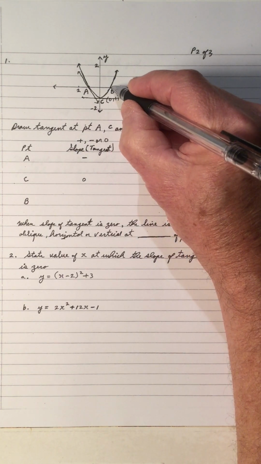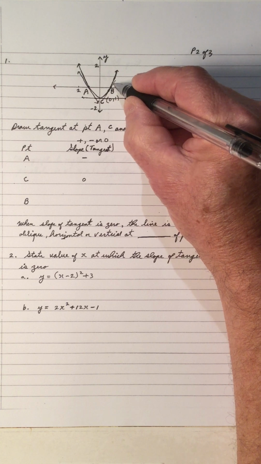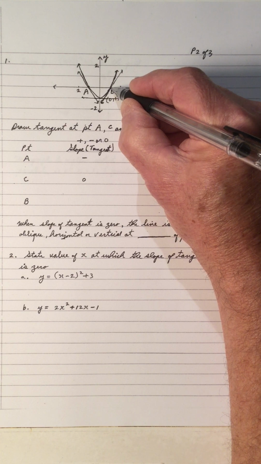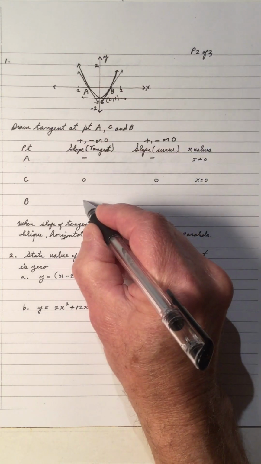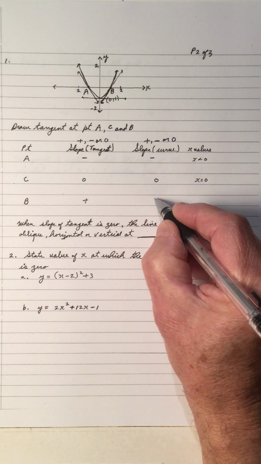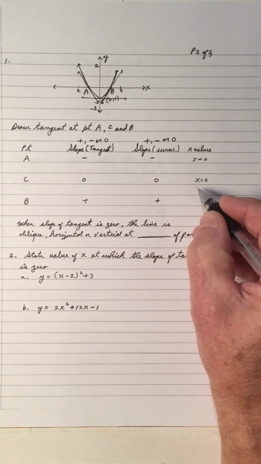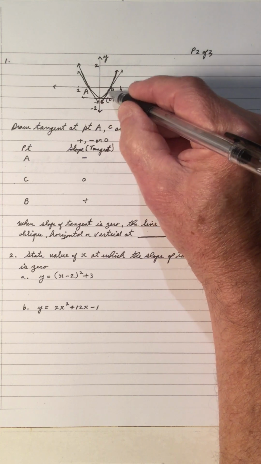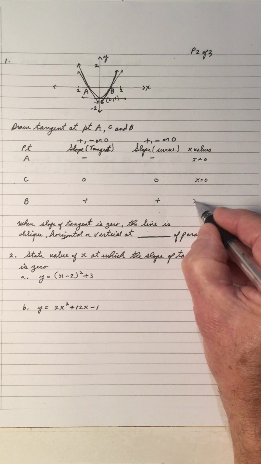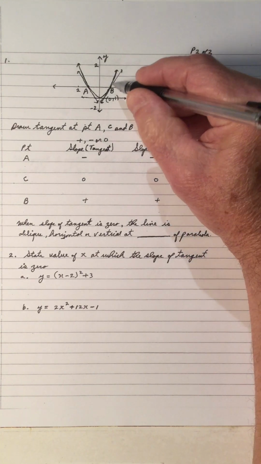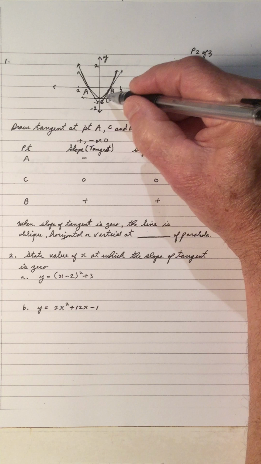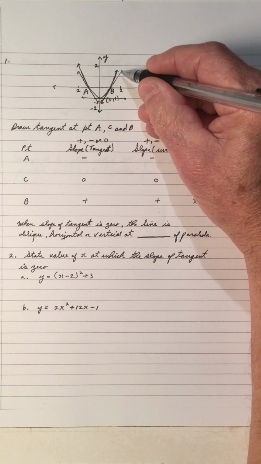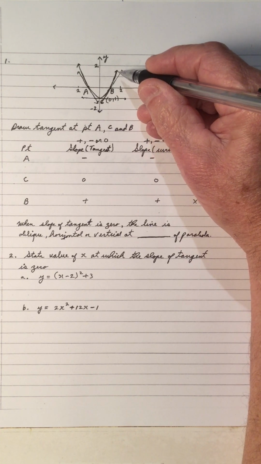Let's look at B. B is here, so let's draw a tangent at B. Remember, a tangent touches it at one point. So there's a tangent touching it at one point. So the tangent is positive. So that means that the slope of the curve is going to be positive. And the slope of any tangent on this side, which is x greater than 0, is positive, and the slope of the curve is positive.